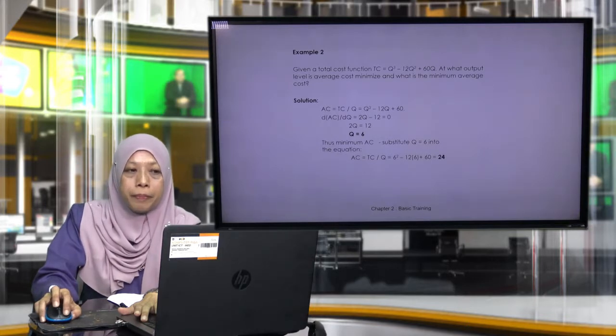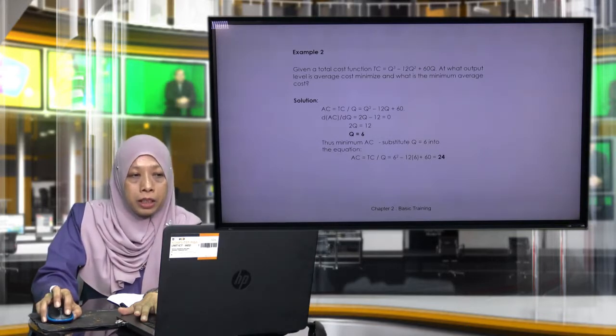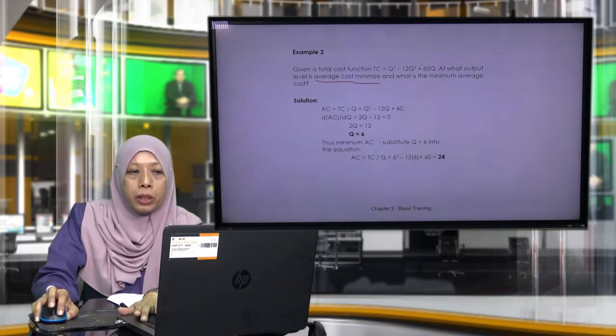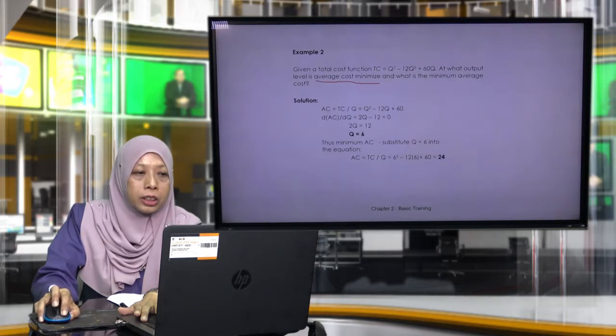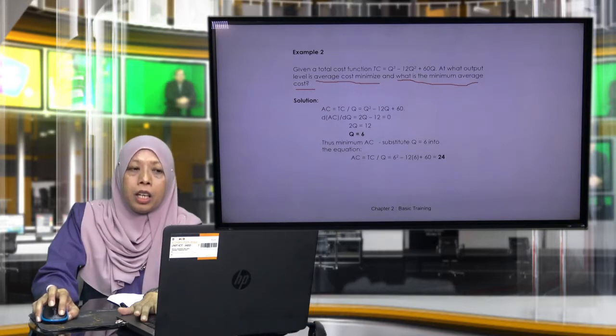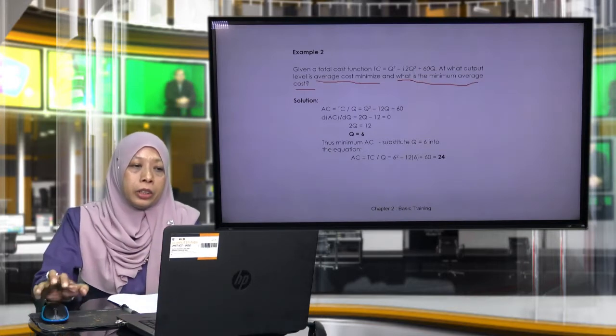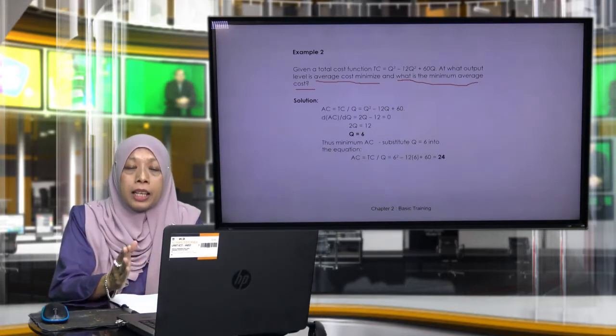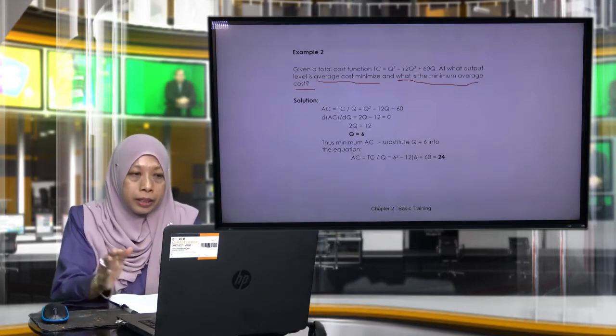Okay, now let us try another example. Let's say that a company is facing a total cost function Q to the power of 3 minus 12Q squared plus 60Q. Now you would like to know at what output level average cost is minimized. And in the second part of the question, you are required to find the value of the minimum average cost. This question you need to divide into two parts, so let's answer it part by part.